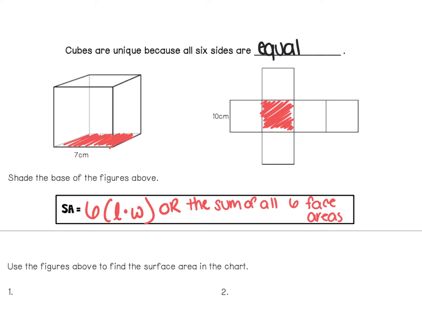Since it's a cube, only one side is labeled because a cube is made of all squares, and because it's a square, all the sides are the same. Yep. Hannah?